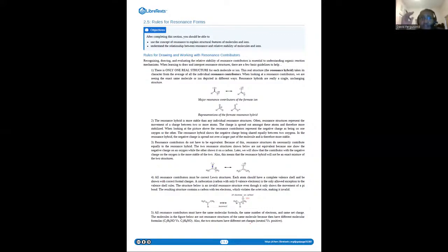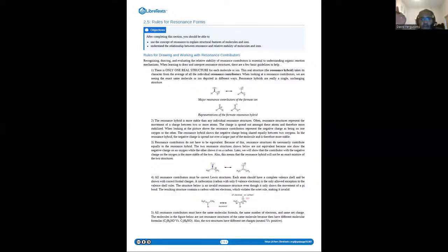That's the topic. And it has objectives, so we know what we should aim for and strive for as we study this material. We want to keep these in mind, asking whether what I'm doing complements me achieving these objectives. The objectives are: after completing the section, you should be able to use the concept of resonance to explain structural features of molecules and ions. And you should understand the relationship between resonance and the relative stability of molecules and ions.